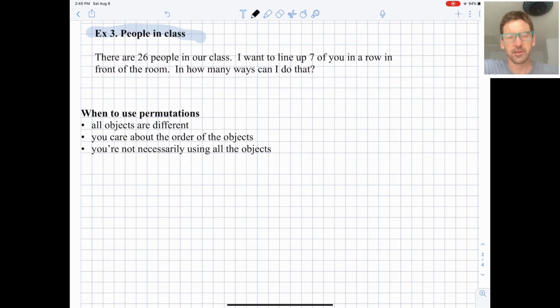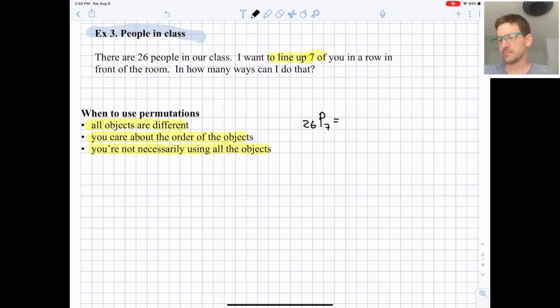So let's check to make sure permutations are allowed here. Are all objects different? Yep, all 26 people in my class are different. Do I care about the order of the objects? Yes, I do. I'm using the words line up, and that really means that I care about the order in which you line up. And you're not necessarily using all the objects. That's correct. I'm only using 7 of them. So let's go ahead and do it, and we are really just going to do 26 pick 7.